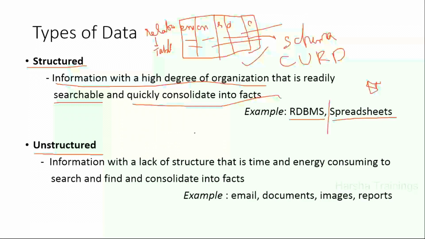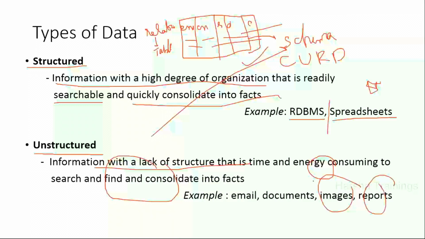Another kind of example is unstructured data, where information doesn't have a proper schema. There is no specific structure in the data. With information lacking structure, searching the data is very time consuming, and it is very difficult to consolidate the data into facts. The best examples are images, reports, documents, and emails.